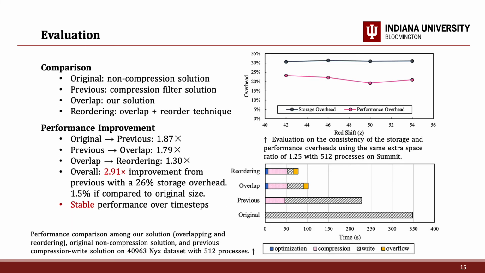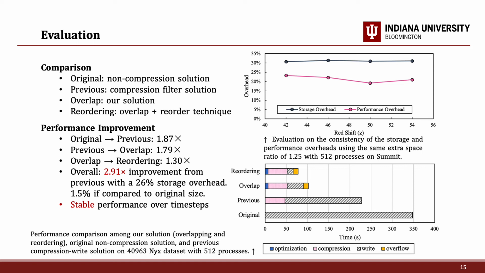Next, let's look at the overall performance evaluation. So we mainly compare 4 solutions. The first one is the original solution, which is a non-compression solution. Just write the data to the shared file. And the next one is the previous solution, which is using the compression filter solution. And the third one is the overlap solution, which is our proposed solution. And we also add the reordering solution, which is our overlapping solution plus our reordering techniques.